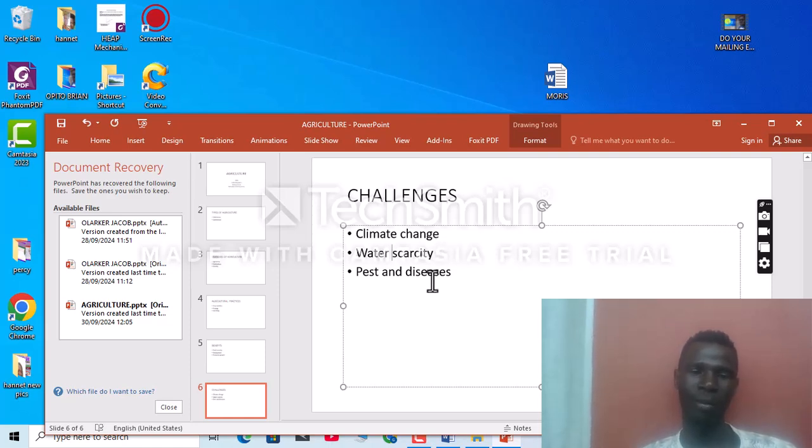And then we have pests and diseases. There are some pests like squirrels and others that can go and destroy our crops. And then there are diseases that affect animals, like mouth rot and liver fluke, which can enter the animal's intestines and do many things in the organs. So with this, I need to end here.